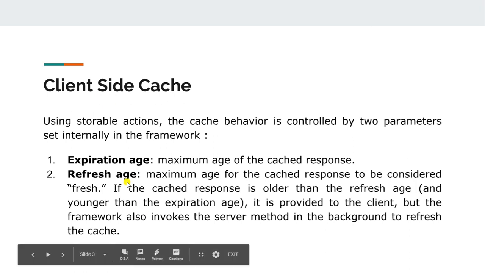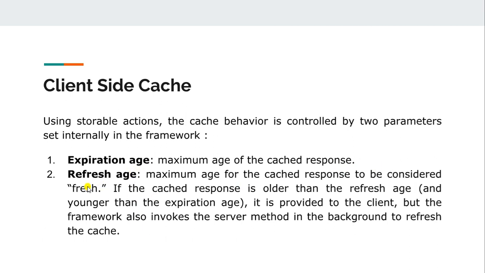The refresh age is the maximum age the cache response will be considered fresh. That means if the refresh age has passed, whenever we make the call for the cache, it will call the server for getting the response, then it will set the new response to the cache, and then send the response back to the Lightning component. The maximum time for refresh age is 30 seconds. So how does it work?